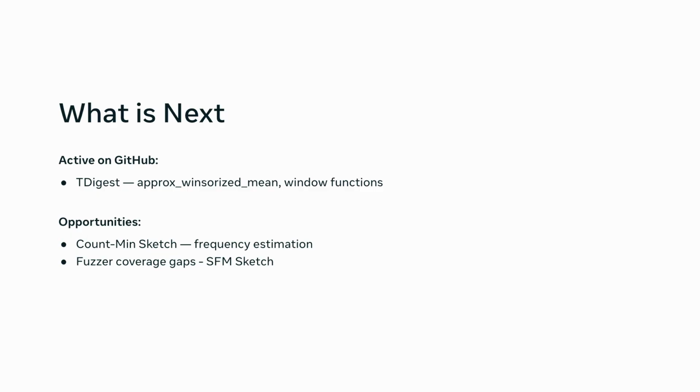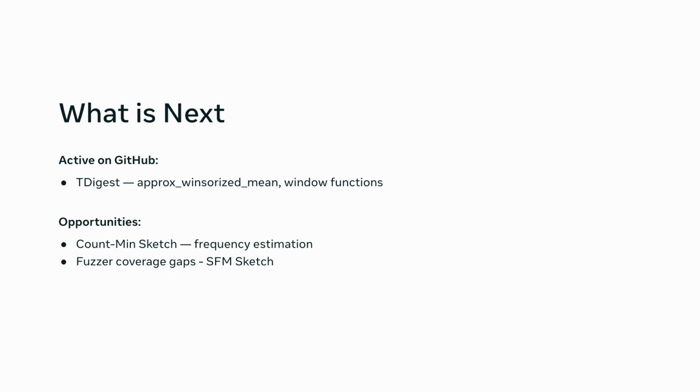So what's next? Right now on the Meta side, we do have folks still working on TDigest. It's being used, and there are new functions going on. And we're always looking for different opportunities. On the Velox side, there is one issue created for count-min sketch. There is a requirement for frequency estimation.